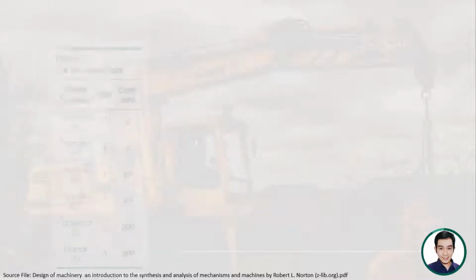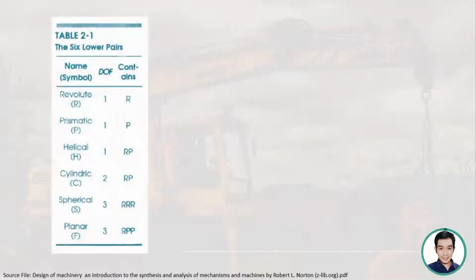To illustrate it further, you can see here in this table the 6 lower pairs. They are the revolute with symbol R, prismatic P, helical H, cylindric C, spherical S, and planar E. You can see there that the degrees of freedom for revolute, prismatic, and helical pairs are 1. The degrees of freedom for cylindric is 2. For spherical, it's 3, as well as for planar. The constraints there can also be seen. You can see based on the symbol. It can either be revolute or prismatic.